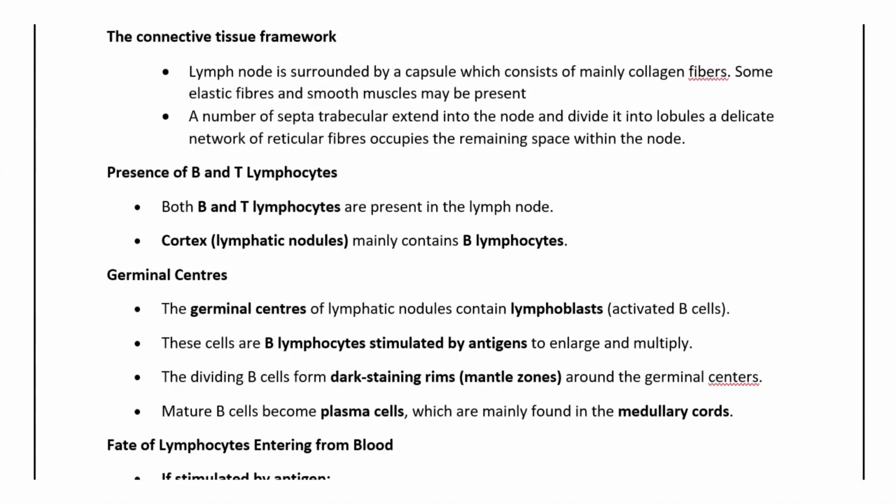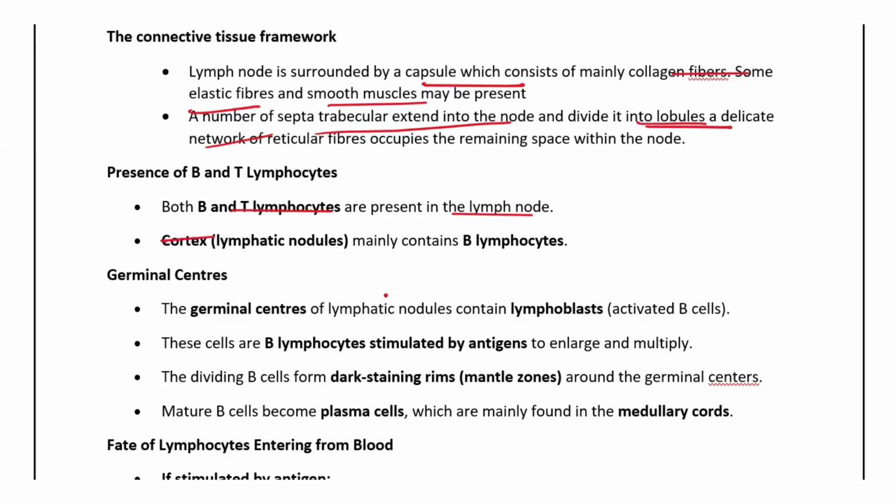Coming to the connective tissue framework, the lymph tissue is surrounded by a capsule, which consists of collagen fibers. Some elastic fibers are present and smooth muscles can also be present. There are numerous septa present in the trabeculae which extend into the node, and they're called the lobules. Both B and T lymphocytes are present in the lymph node.